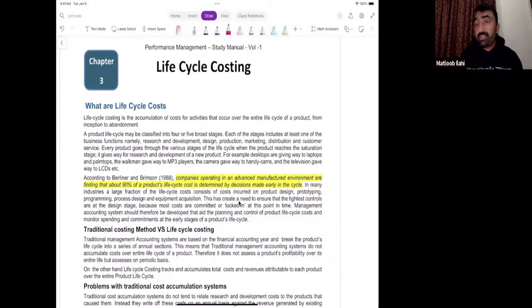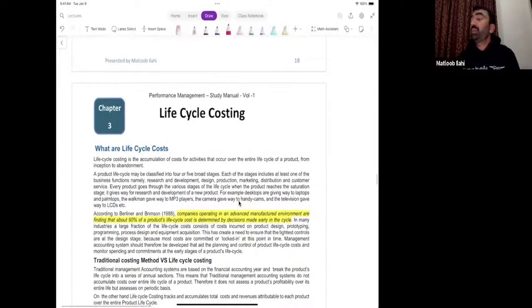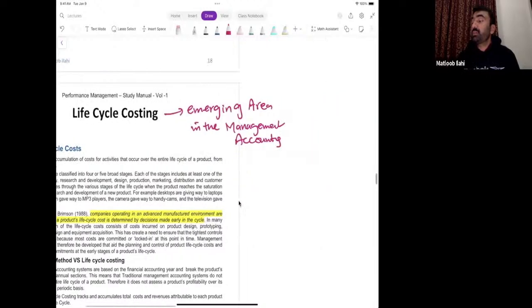So what is life cycle costing? Life cycle costing is becoming an emerging concept, an emerging area in management accounting and performance management.